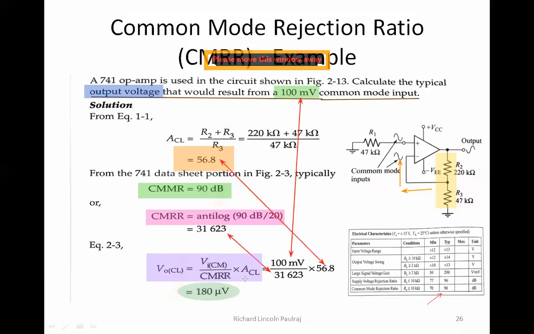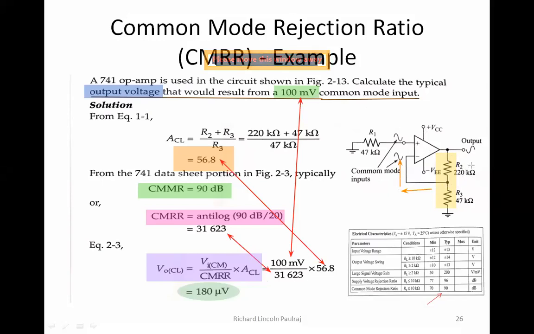Then you will know that, yes, I need the CMRR value. So ultimately, you will remember that the CMRR value is about 90. Then you divide it by 20, and then you take 10 raised to that value, and that's going to give you this. So you have both numerator and denominator. Next, you will know that you need the value of what? ACL. So how will you find out ACL? Closed loop gain. Closed loop means you refer to the circuit. This is the only way that I can get a closed loop.